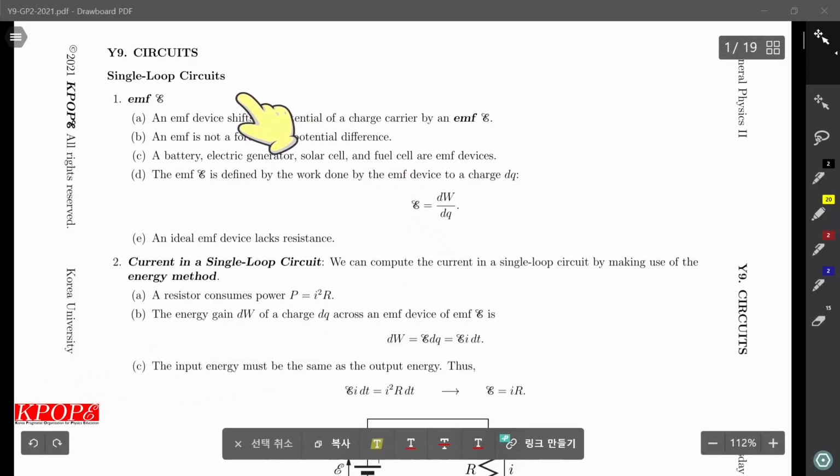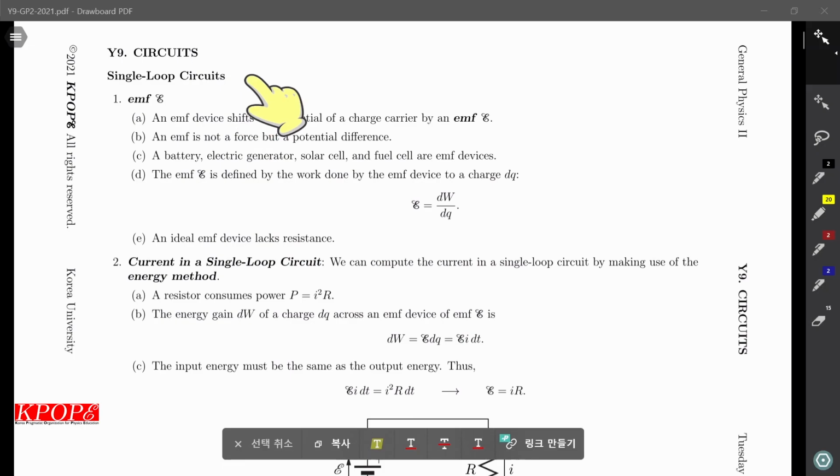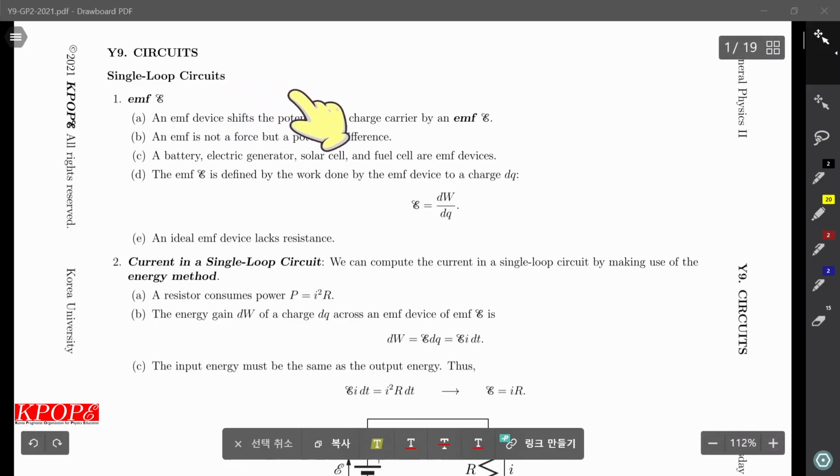Today we study circuits. First we consider a single loop circuit. EMF originates from electromotive force.